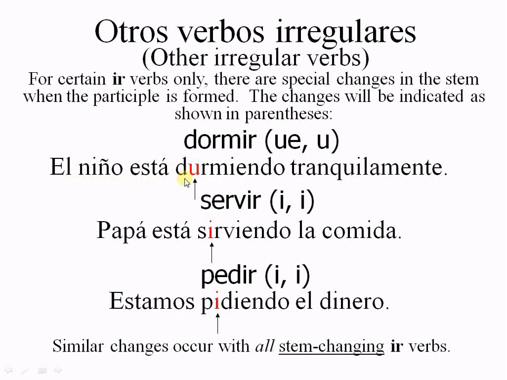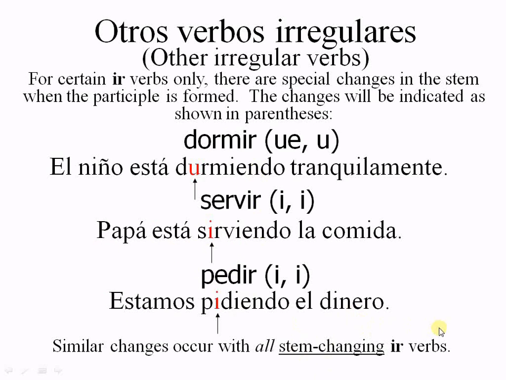Okay? For example, el niño está durmiendo tranquilamente. If you have an IR stem changing verb where the stem changes from E to I, you also change from E to I when you're dealing with the present progressive. Papá está sirviendo la comida. Pedir. Estamos pidiendo el dinero. Same rule here. So again, don't worry if it's an AR or ER stem changing verb. You need to worry though if it's an IR stem changing verb because they will change just like these examples that I have here.